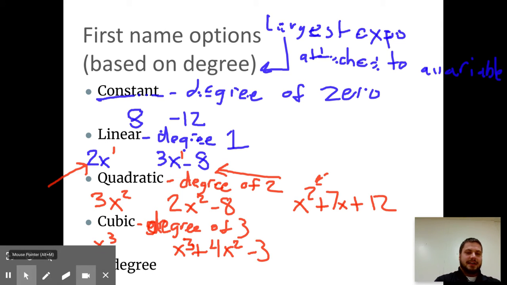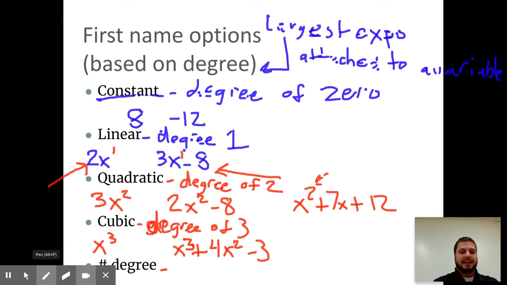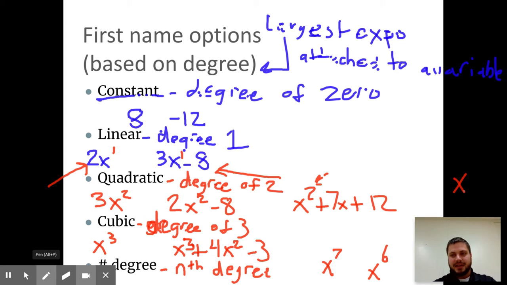Anything else here, okay? Anything else, if it's higher than 3, you just call it by its number. So I say it's the nth degree. So if you had something like this, that'd be a 7th degree. This would be a 6th degree. This would be a 10th degree. Okay?